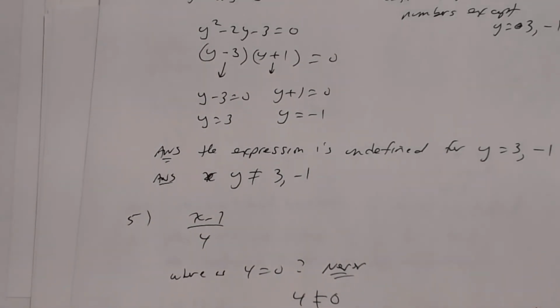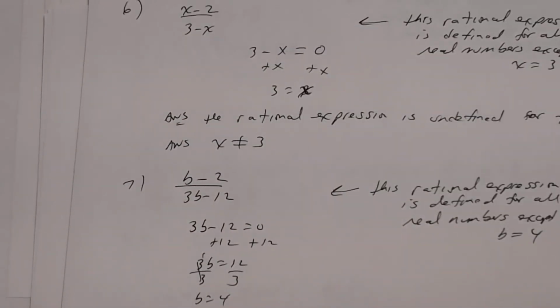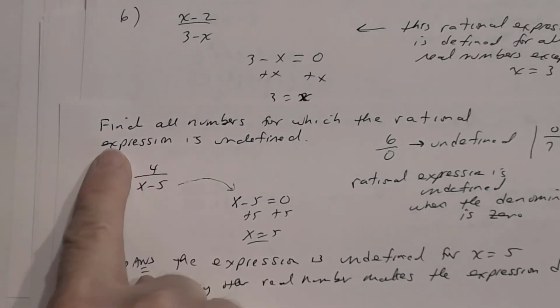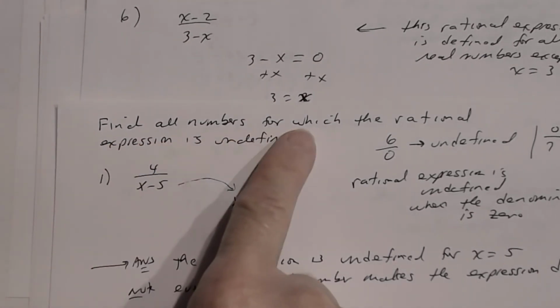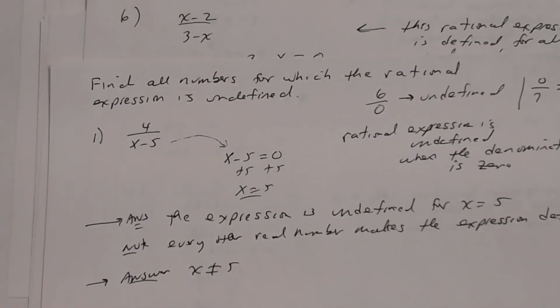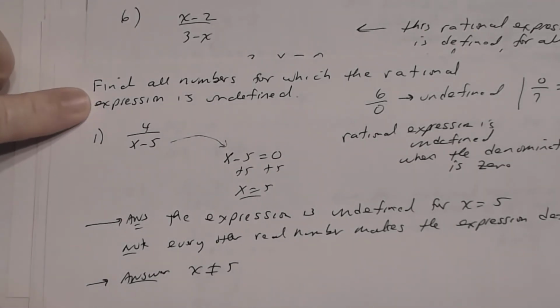Go back over all of these and look at how we wrote the answers. The way we wrote the answers was based on the directions here. The directions were: find all numbers for x for which the rational expression is undefined. Okay, so that was that. That's another skill you have to be able to do with rational expressions: find out where the rational expression is undefined. Okay, all right. So that's going to be the end of this lesson.